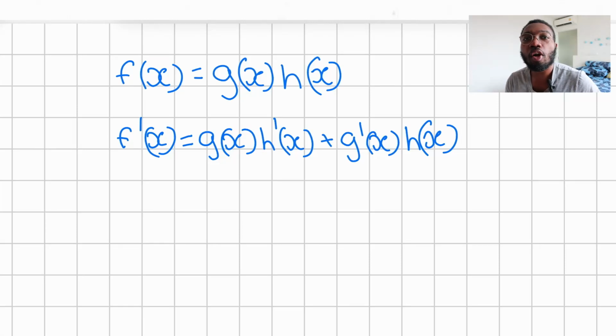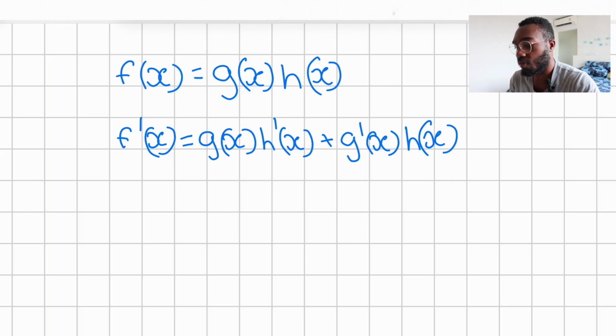So in this video, we'll be going over the product rule. So what is the product rule? Well, if we have some function in the form of g of x times h of x, then if we were to differentiate this using the product rule, that would just be g of x times h dash x plus g dash x times h of x. So what does that mean?